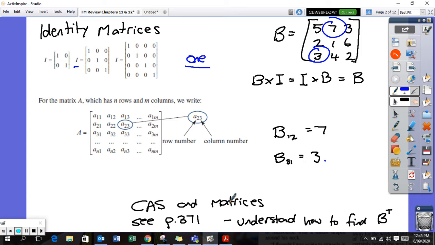On page 371, there's a little bit of stuff about CAS. It tells you how you need to go about transposing a matrix, also about how to enter a matrix. The 2 by 2s and the 2 by 1s and 1 by 2s are really easy to enter, but you need to be able to enter any size matrix. So make sure you pause the video, have a look at page 371 and just refresh your memory with how matrices work, and I'll see you on the other side.